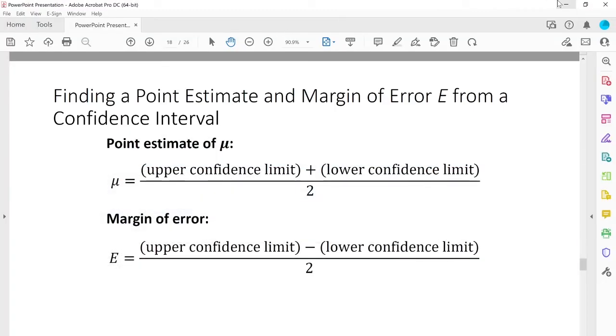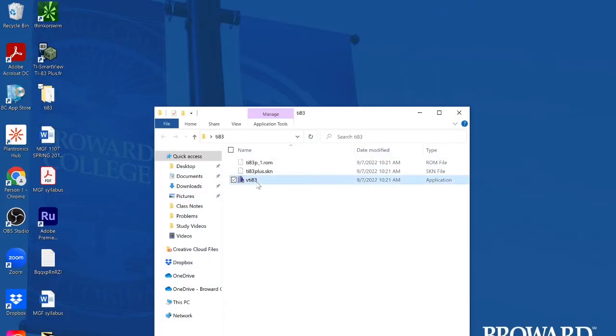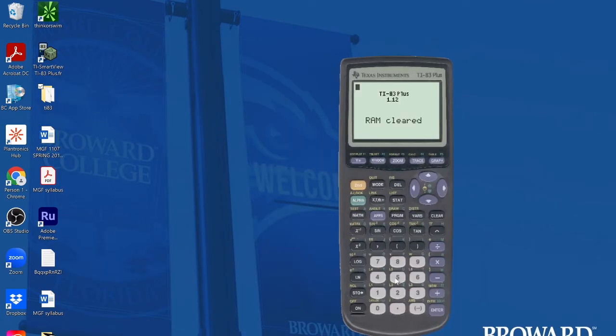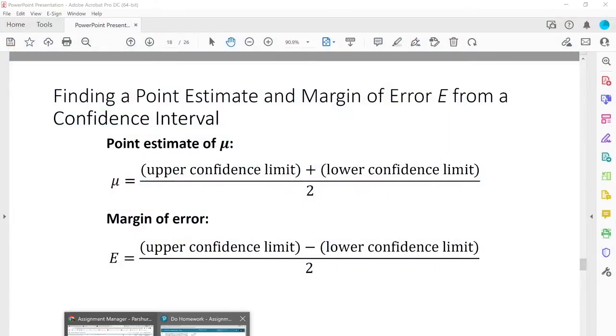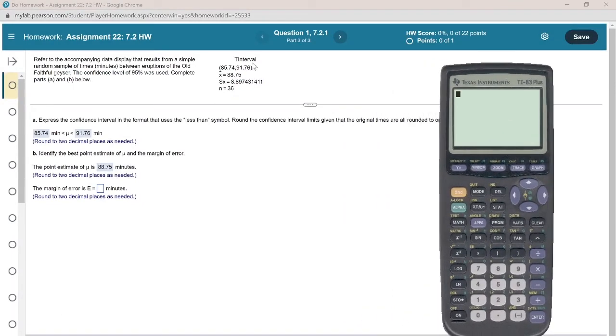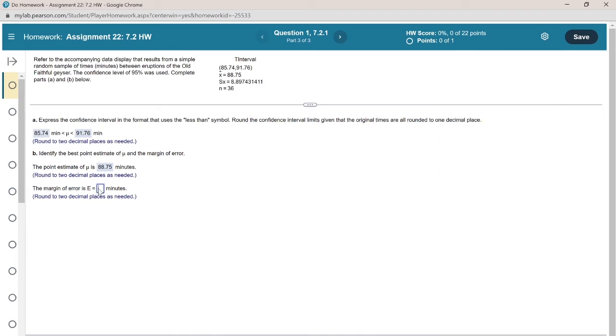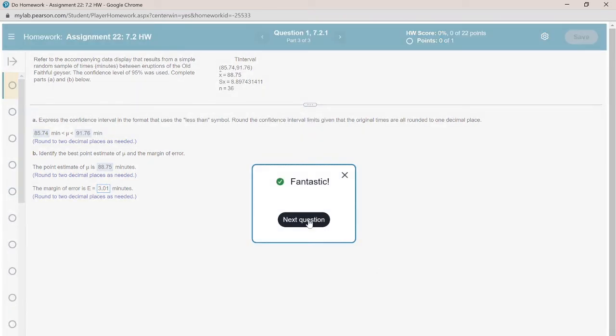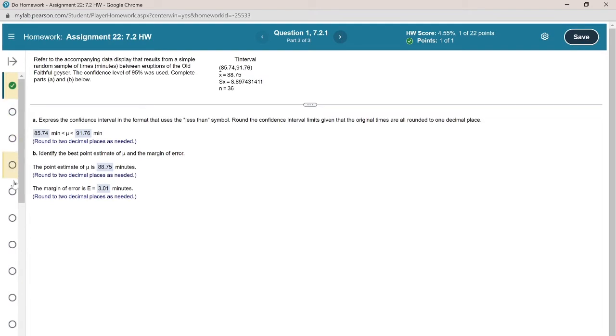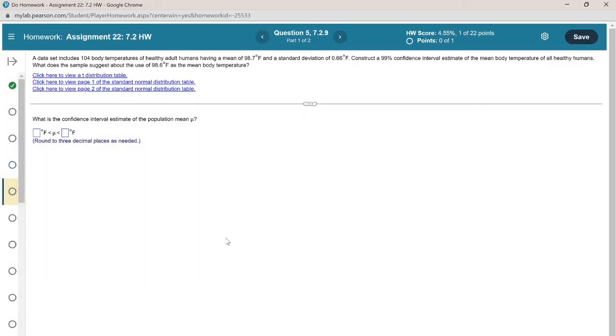Okay, so in this case we have the upper, 91.76, minus 85.74, that's the difference, and divided by 2, that gives us the margin of error, which is 3.01. Okay, that's number one. Let's look at the next question.